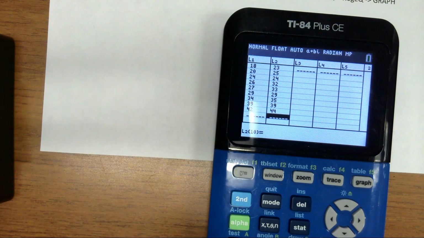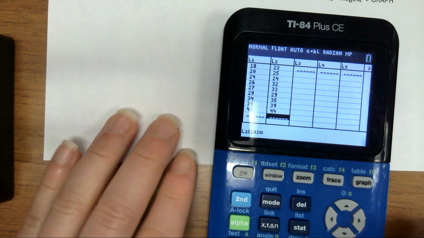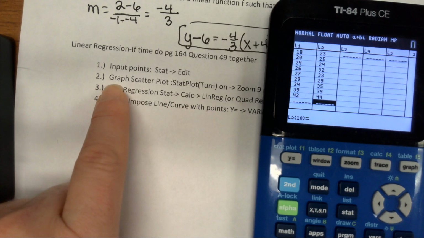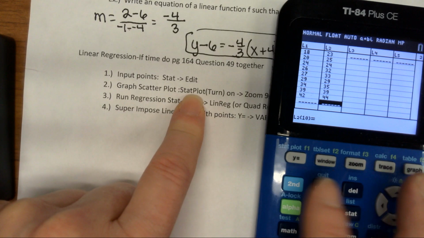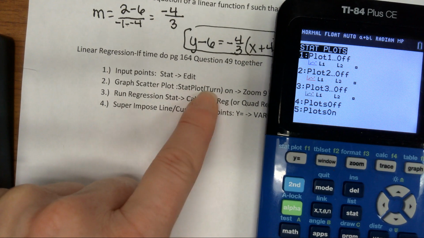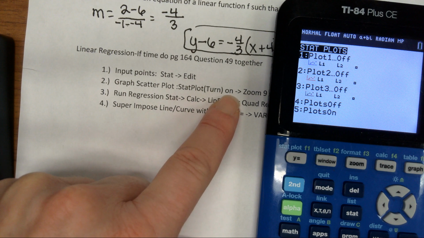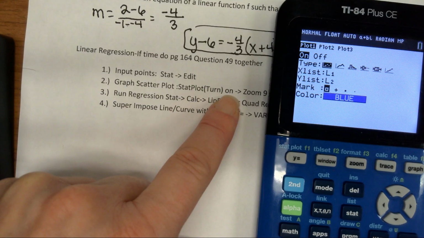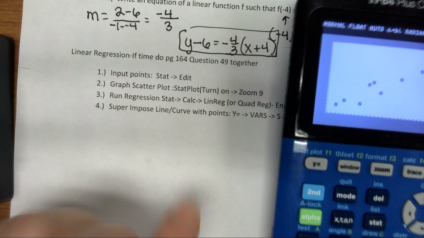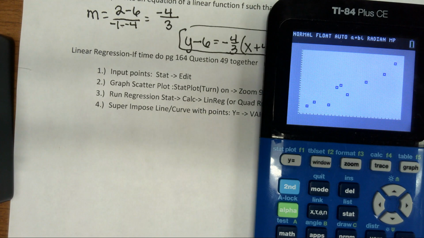Are we ready? Okay. How do we do the graph? I go stat plot, which is second y equals, and I turn one on. I should have put the turn on around the whole thing. And then after I do that, I hit zoom 9. Does that look linear or quadratic to you? It looks linear to me, okay?